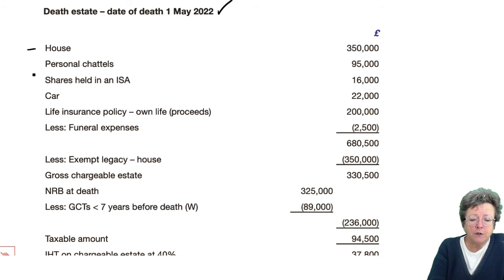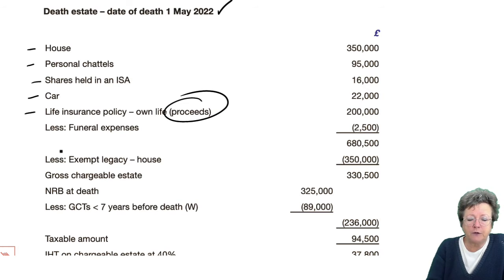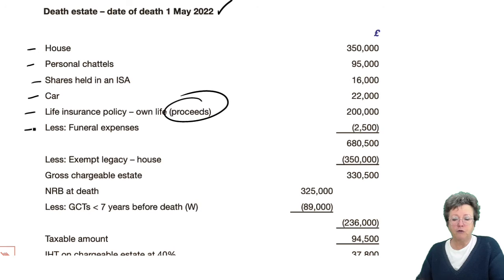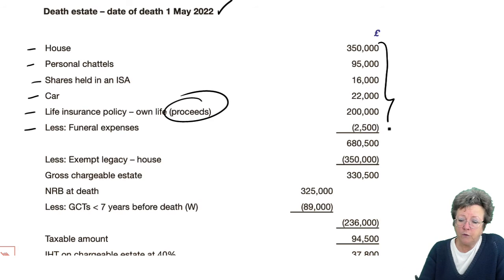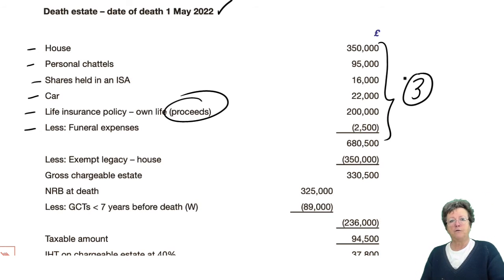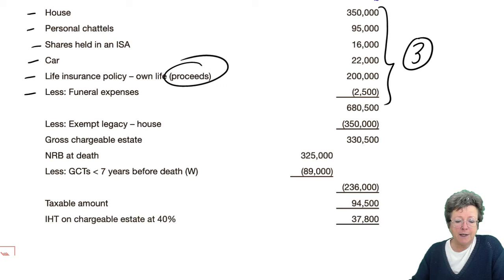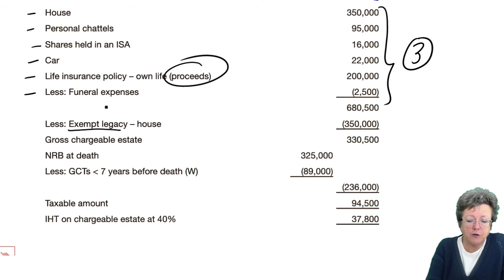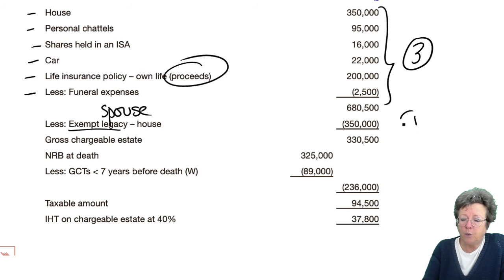The house, the chattels, the shares, the car, the proceeds on the life insurance policy, less the funeral expenses. 1, 2, 3, 4, 5, 6, 3 marks. Half a mark for each one. Now, the exempt legacy, this is to the spouse. So you're going to get another 1 for that.